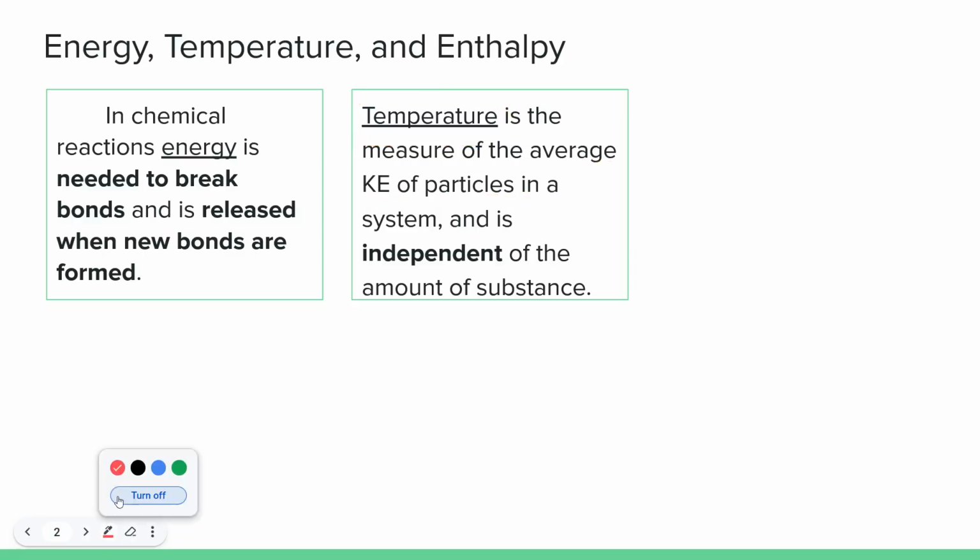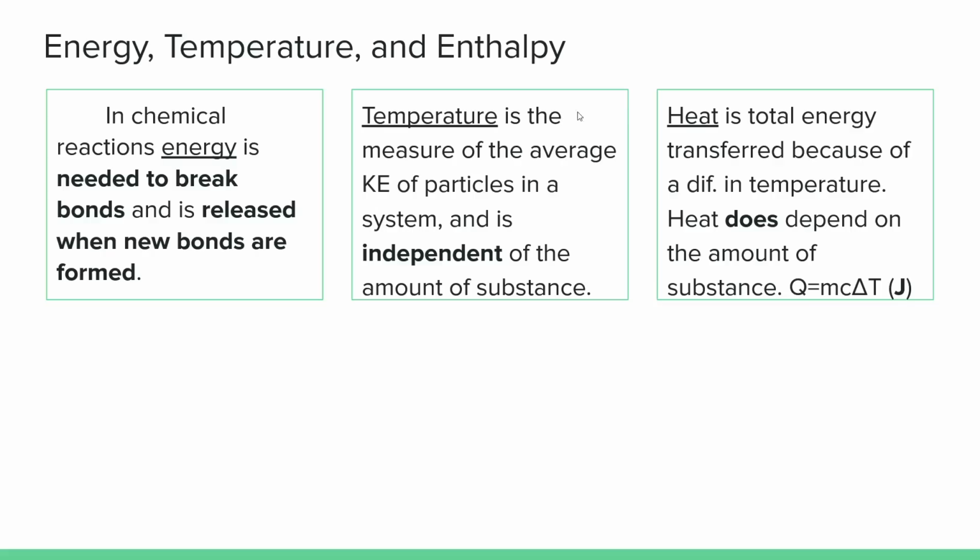Now, the next thing we're going to talk about is heat. Heat is different from temperature because heat is the total energy transferred because of a difference in temperature. Heat, unlike temperature, does depend on the amount of substance. Most of the time, you're probably not going to have to define heat, but you will have to understand how to use heat and the equation Q equals mc delta T, which is going to be measured in joules, right?